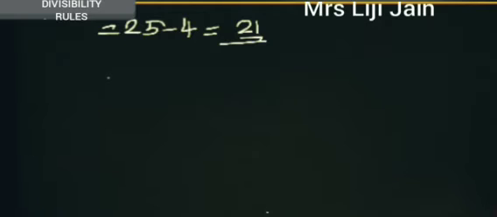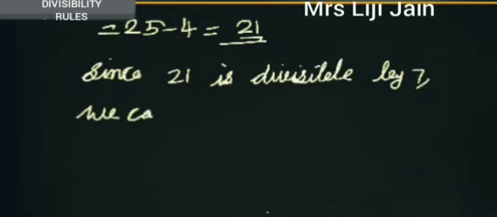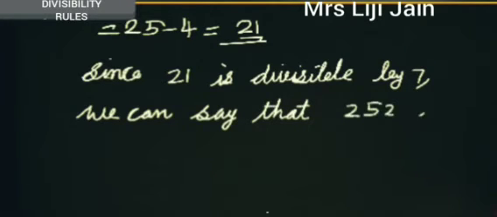And if the final answer is divisible by 7 or 0, we can say that the given number is divisible by 7. So how can we conclude? Since 21 is divisible by 7, we can say that 252 is also divisible by 7.